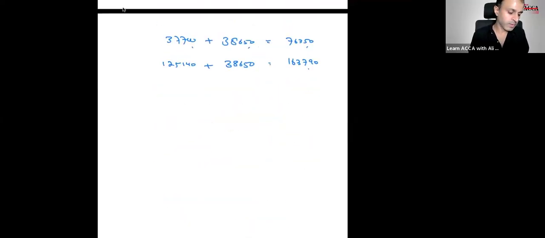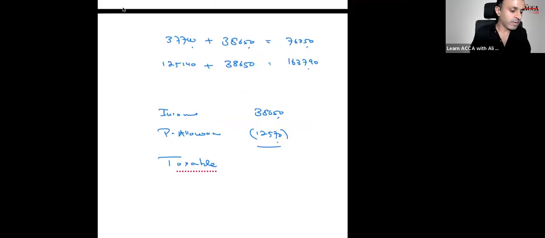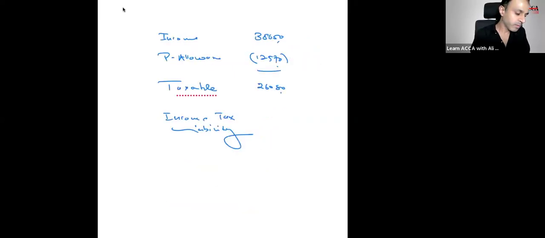This person will have an income of 38,650. I will subtract the personal allowance, which is 12,570. The income will become taxable: 26,080. And the income tax liability on 26,080 at the rate of 20% becomes 5,216.